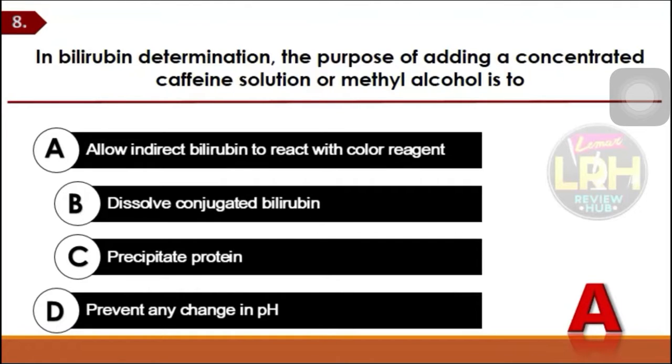Unconjugated bilirubin is poorly soluble in aqueous solution, so it reacts very slowly with the aqueous solution of diazotized color reagent, unless, of course, an accelerating agent is added. For example, the caffeine sodium benzoate in the Jendrassik-Grof method or the methanol or methyl alcohol in the Evelyn-Malloy method.